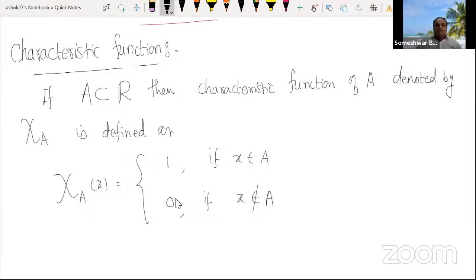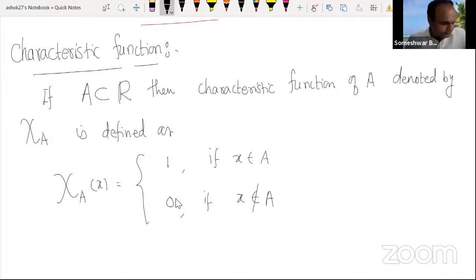So this is the basic definition of the characteristic function, chi of A. If A is any subset, what is the characteristic function of A? It is denoted by chi of A and it is defined as chi of A of x equal to 1 if x is an element of A. If it is not an element of A, then the value of chi of A will be 0.